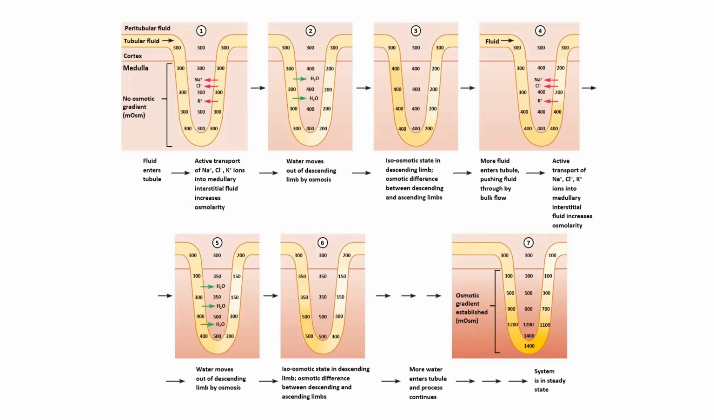Okay, so question here, do solutes go down the descending limb with water, but they can't get out because it is only permeable to water? Yes, excellent. That's a great way of expressing that. So because the solutes cannot leave down the descending limb, they're kind of trapped there. That's why the osmolarity gradually increases. The water can leave, but the solutes cannot.